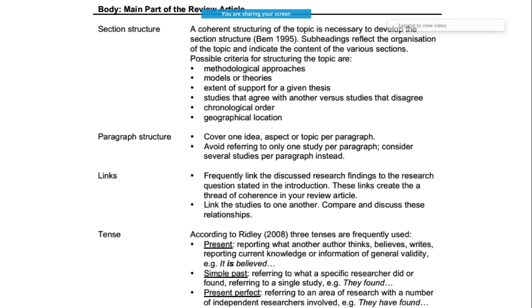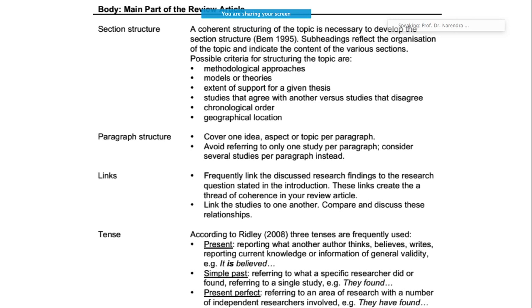So then comes the tense. A lot of times, how shall we use it? Shall we use the present, simple past, or present perfect tense? Present tense has its own usage. If there is a finding which is relevant even to the present, you should write it in the present form. For example, it is believed, Dr. Kumar observed it like this.